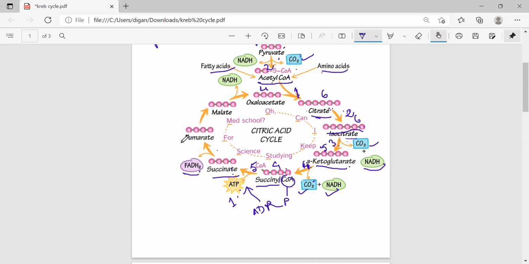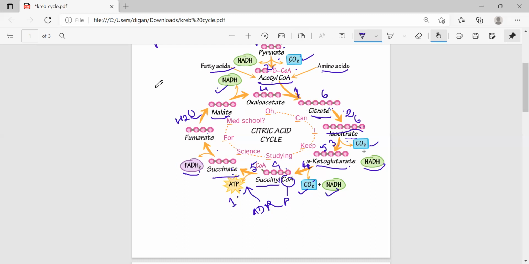Now come to the seventh step of the cycle. In the seventh step, the fumarate is converted into another 4-carbon compound, malate, and in this step, a water molecule is added, and this 4-carbon compound fumarate is converted into malate. And in the final step or last step of this cycle, oxaloacetate, which is the initial 4-carbon compound, is again regenerated from the malate, and in this process another NADH is produced. So these are the 8 steps of the citric acid cycle.